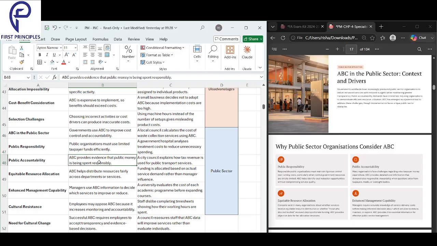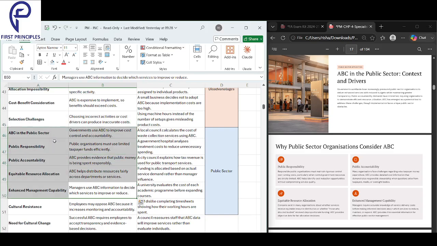Next, public accountability. They are accountable for public's money. So if they don't know where they're spending, what is the proper cost allocation, then there could be some frauds, and they can keep the money that belongs to everyone's development. Next, equitable resource allocation. ABC helps distribute resources fairly across departments or services. It leads to a very fair allocation of resources. And finally, enhanced management capability. Management of government companies or government influenced companies use ABC information to decide which services to improve or which services to reduce. So overall, these are the reasons why.